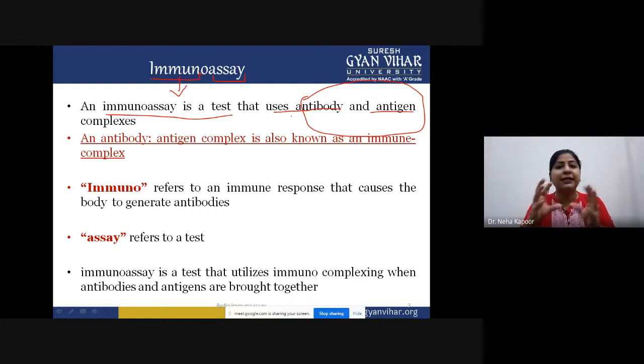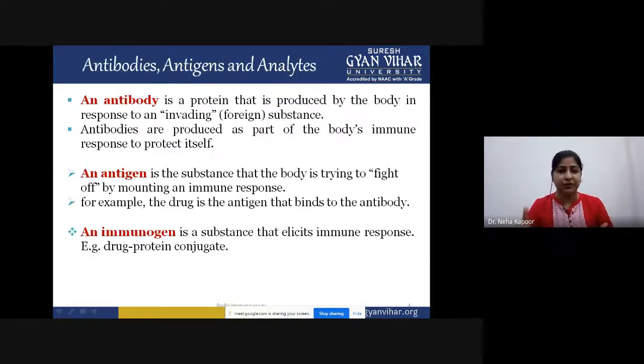We know that an antigen and antibody complex is also known as an immune complex. So by using these immunoassay based tests, we can go for the detection of different immune complexes. That means whether an antibody is generated that has made a bond with the antigen or not, or whether it has combined with that antigen so as to neutralize it. So all these things are dependent upon this immunoassay.